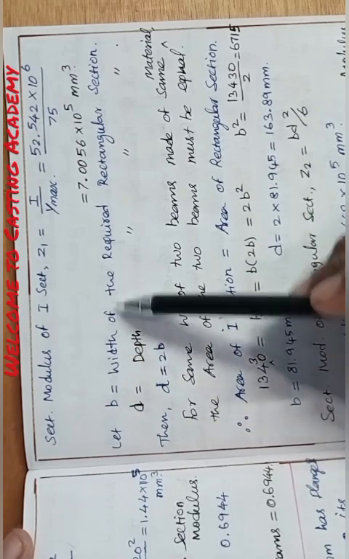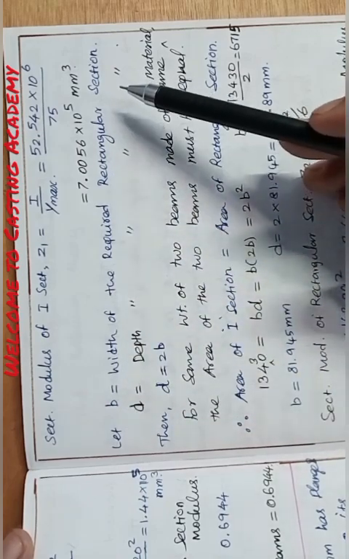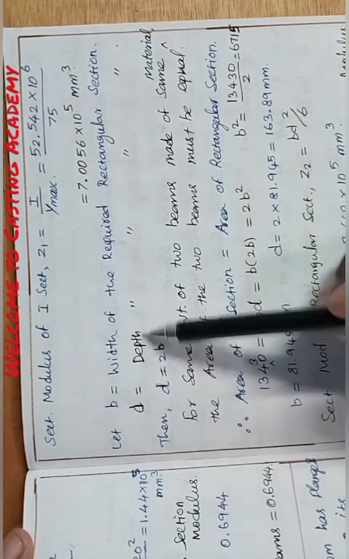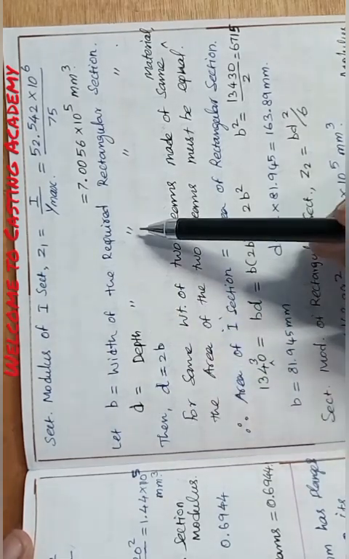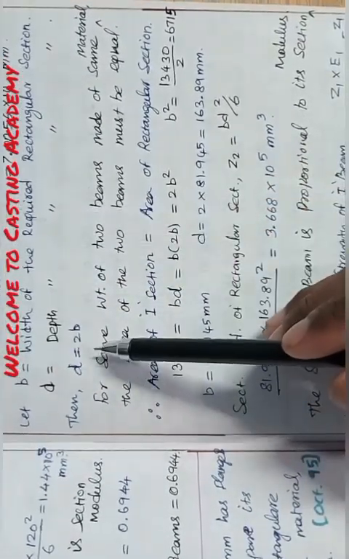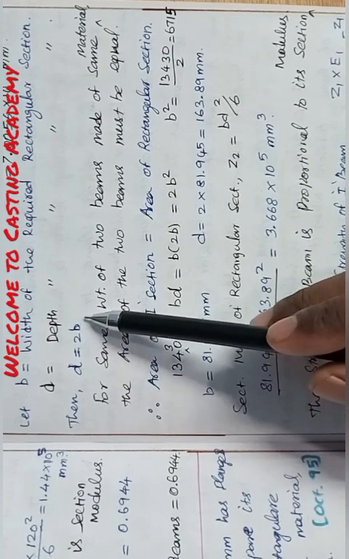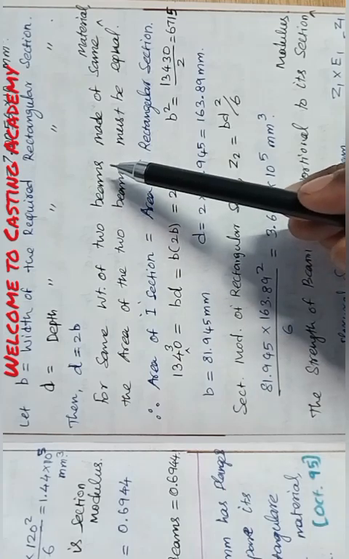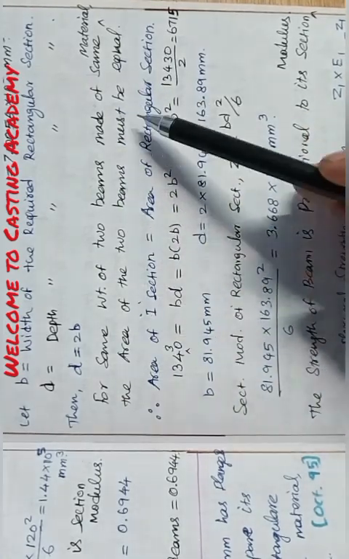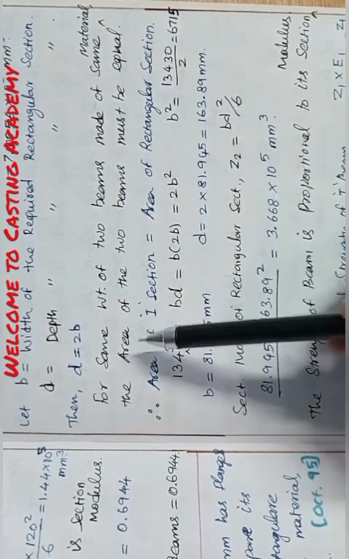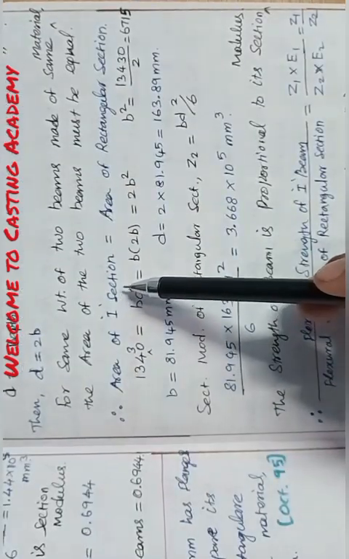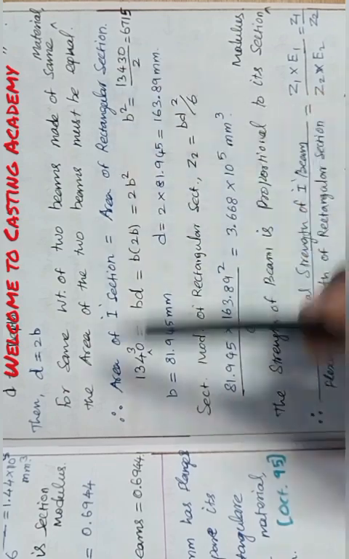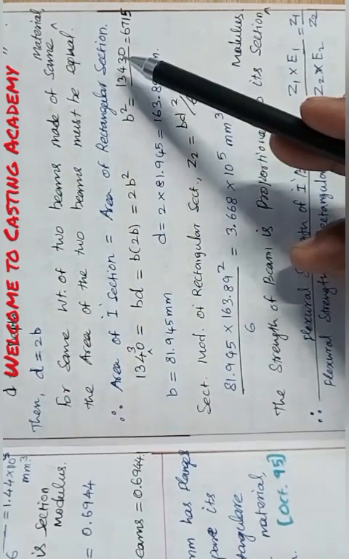Let B equal to the width of the required rectangular section and D equal to the depth of the rectangular section. Then D equal to 2 times B. This is given data. For the same weight of two beams made of the same material, the area of the two beams must be equal. Therefore, the area of the I section equal to the area of the rectangular section.